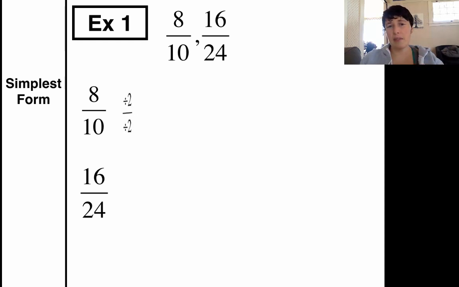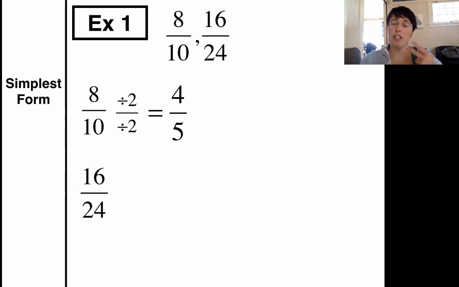Because 8 and 10 would divide by 2. That would work. 8 divided by 2 would give you 4, and 10 divided by 2 would give you 5. What could we divide 16 and 24 by? We could divide by 2, but something bigger is we could divide by 8. 16 divided by 8 is 2, and 24 divided by 8 is 3. So we can get this all the way down to 2/3.